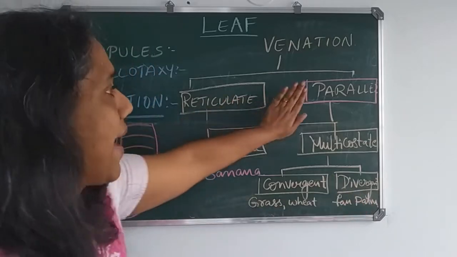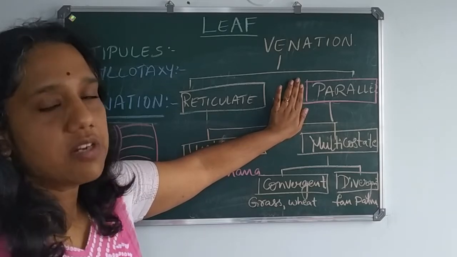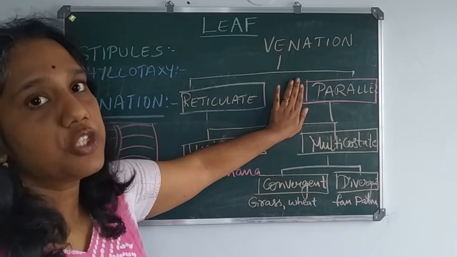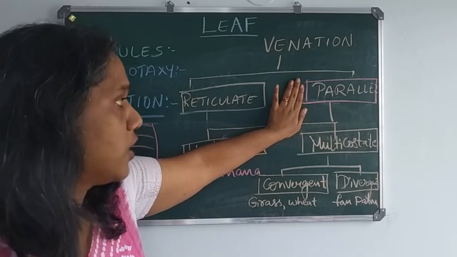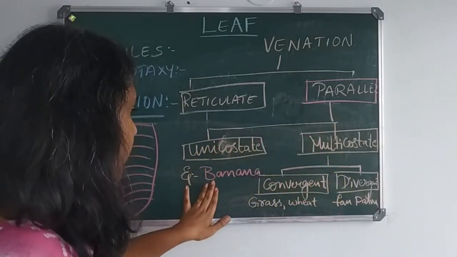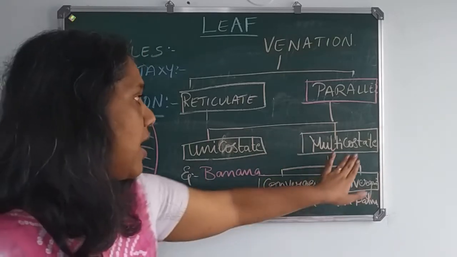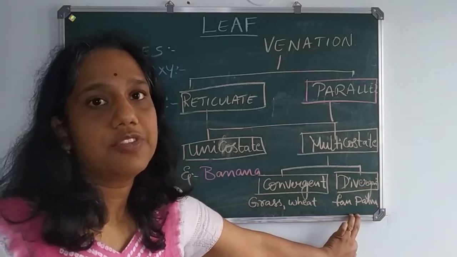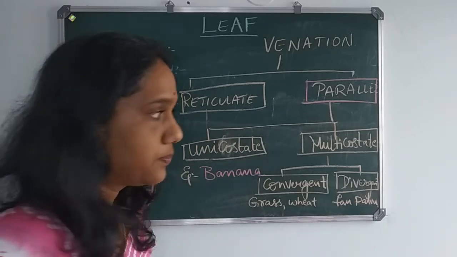Next, coming to the parallel venation, where the midrib is always straight and the veinlets are parallel to each other, this is extensively seen in monocots. Then again it is classified into unicostate and multicostate. Unicostate example is banana, multicostate convergent is grass and wheat, and multicostate divergent is the fan palm, which is used in landscaping in many gardens.